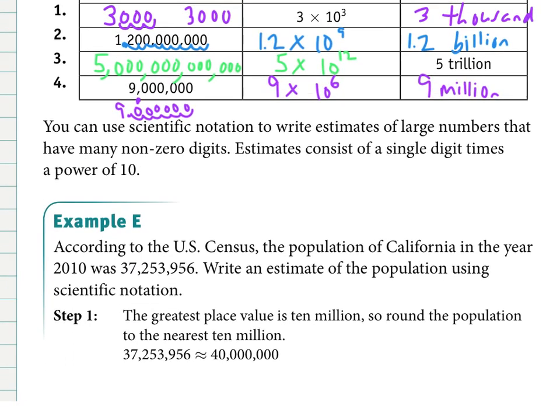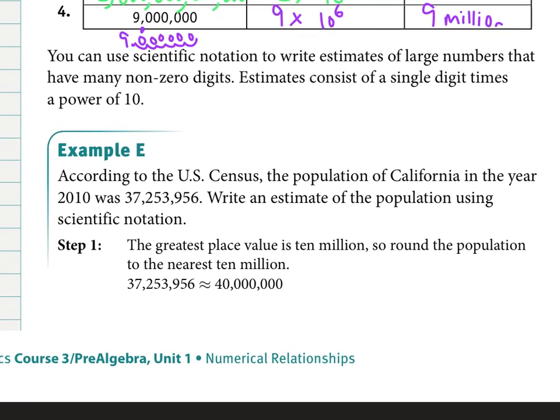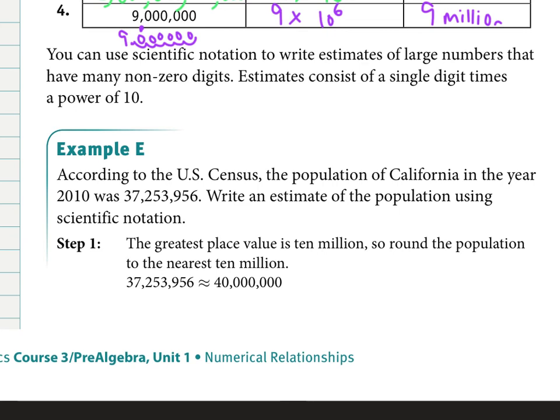All right, let's see if we want to do some estimating, right? According to the U.S. Census, the population of California in the year 2010 was 37,253,956. So let's write an estimate using scientific notation. What we're going to do is first round this, okay? If we're just getting an estimate, we're going to round the 37 million. Since the greatest place value is in tens of millions, let's round that to 40 million.